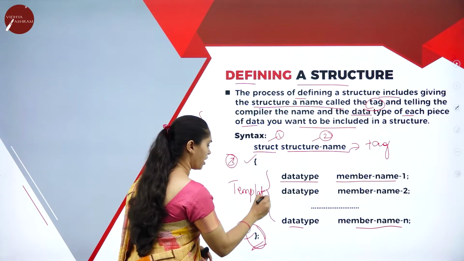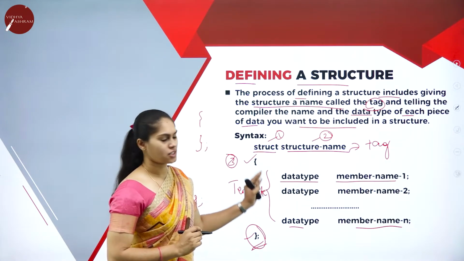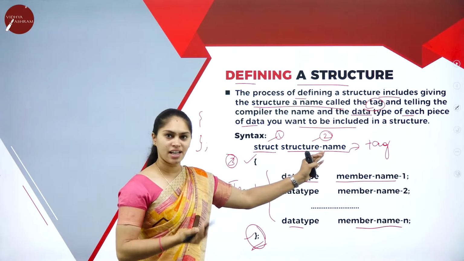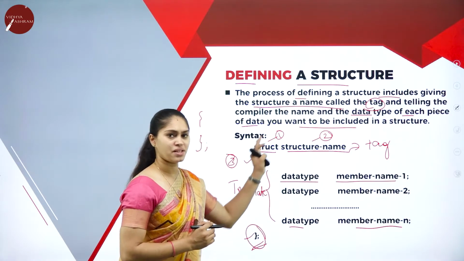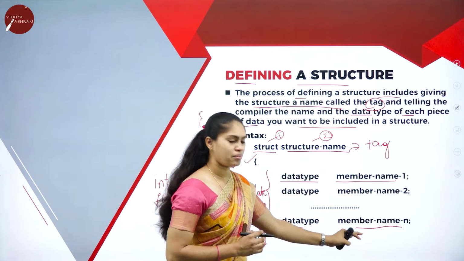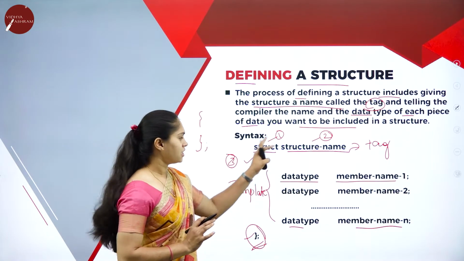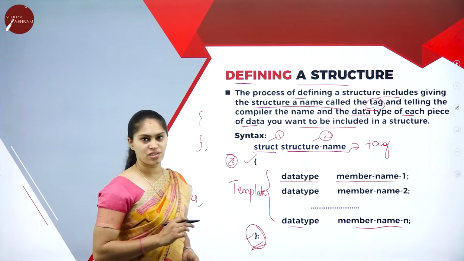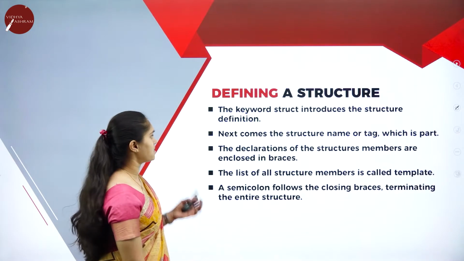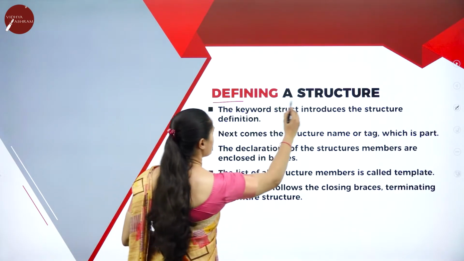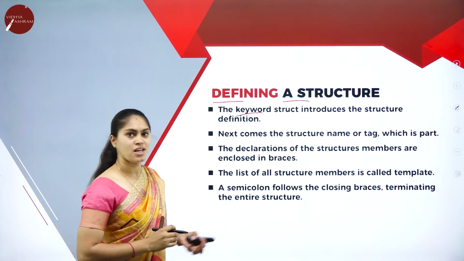So it is going to have a tag and a template. The tag specifies the name of a structure, and the template specifies how many data members we have and what kind of data type each one has. That is the definition of a structure. Now we'll see.